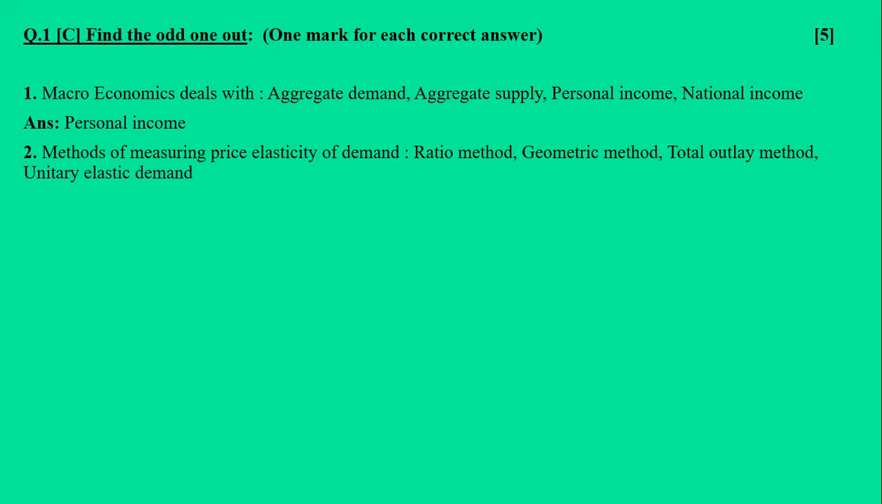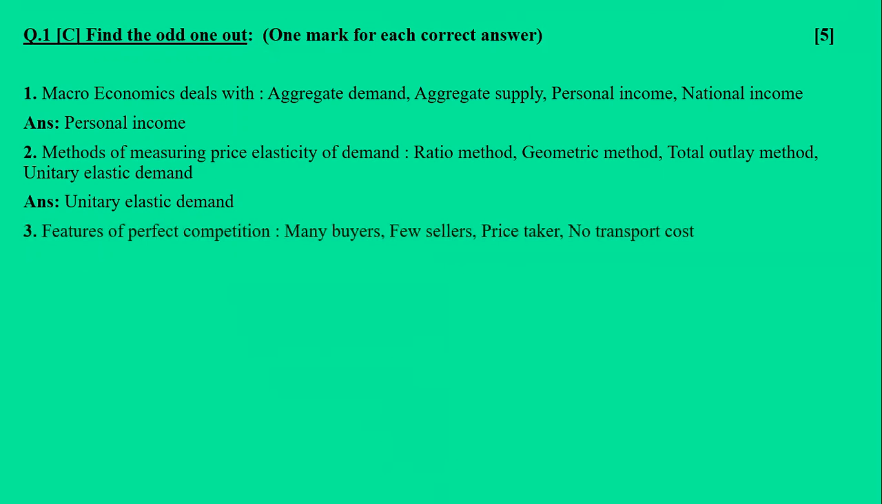Next statement or next clue. Methods of measuring price elasticity of demand: ratio method, geometric method, total outlay method, and unitary elastic demand. Now what is the answer here? What is the odd word here? Unitary elastic demand. Why? Because methods of measuring price elasticity of demand are ratio method, geometric method, and total outlay method. So unitary elastic demand is a type of price elasticity of demand.